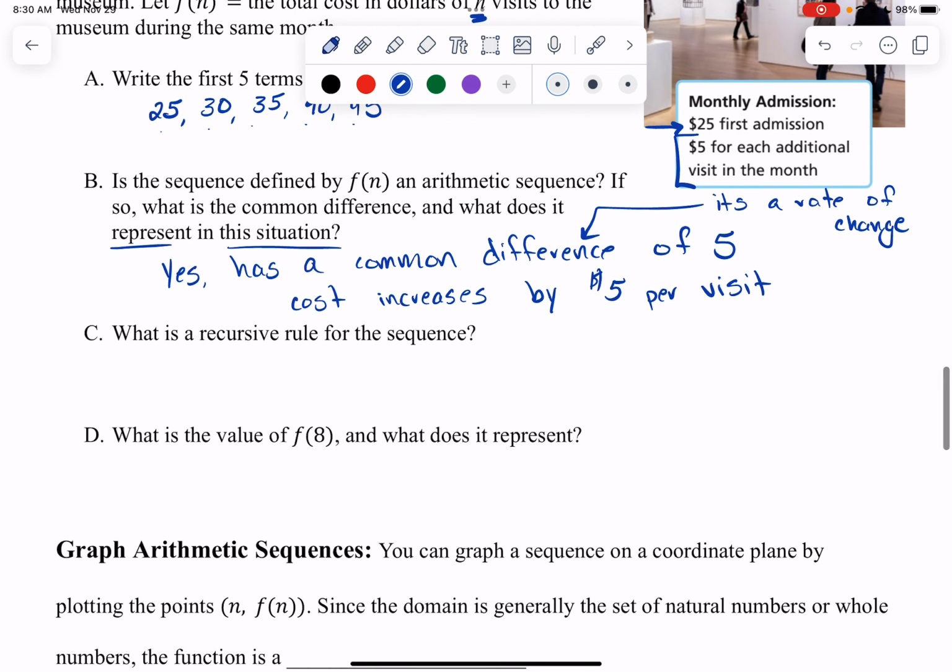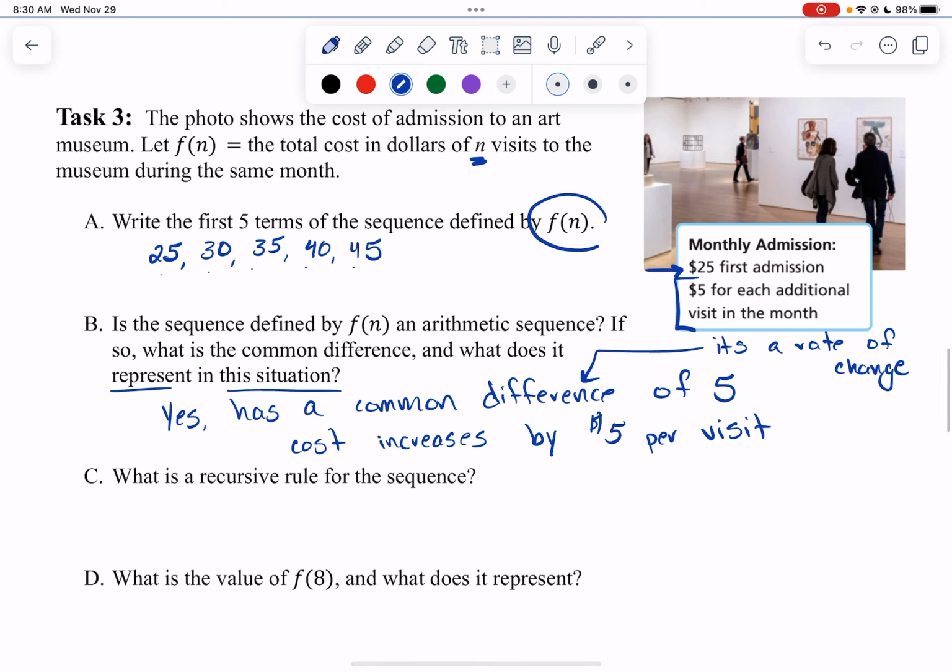What is the recursive rule for the sequence? So they tell us to use f of n. So first, for a recursive rule, I need to state what the first term is. F of 1 is 25.